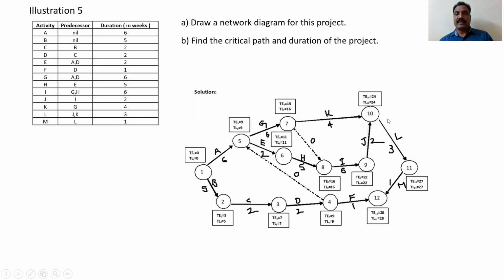So we drew the network diagram. Now I gave the activity names on the arrow, and below I gave the durations of the particular activity. So activity A's duration is 6, B's duration is 5, C's duration is 2, D's duration is 2, and E's duration is 2. Like that I have given for all till M.